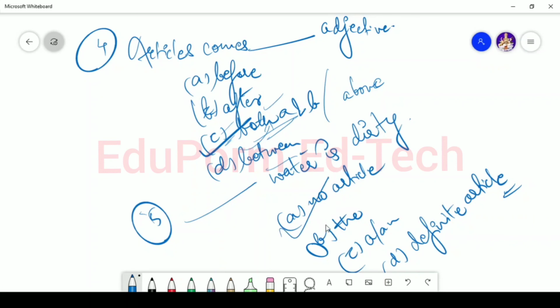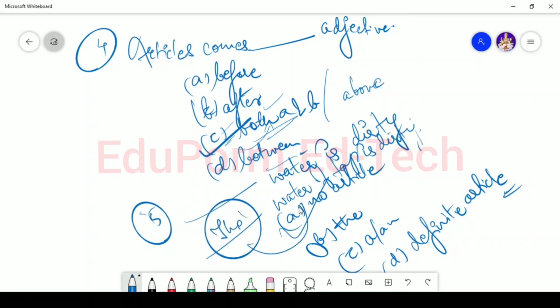But when you use dash water of tap is dirty, in that case you're going to use the. When you specify the water, then the article will come, otherwise there won't be any article. So I hope the types of questions related to articles are clear to you.